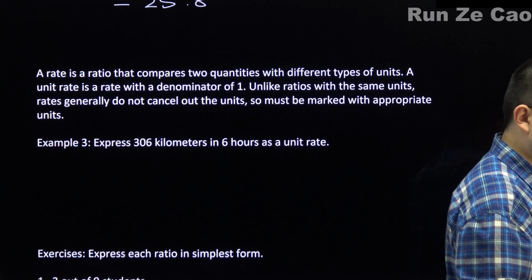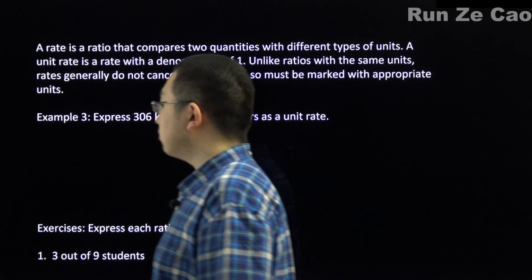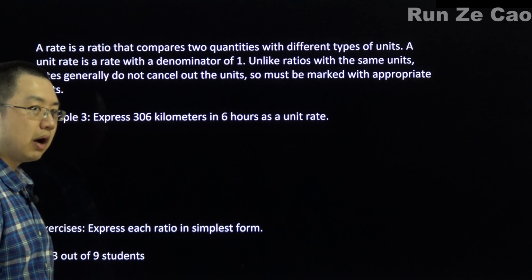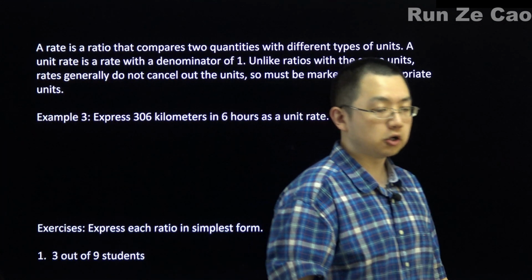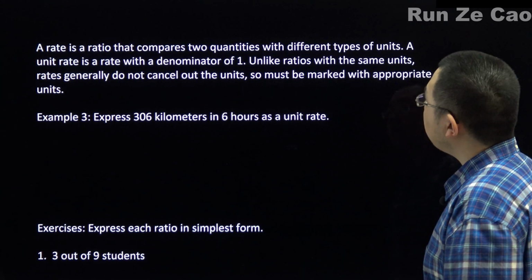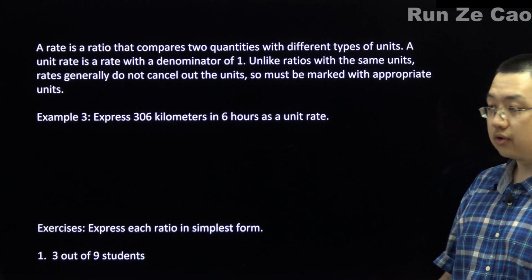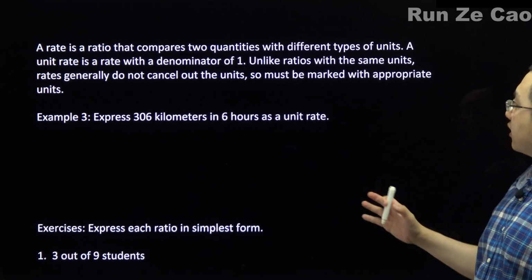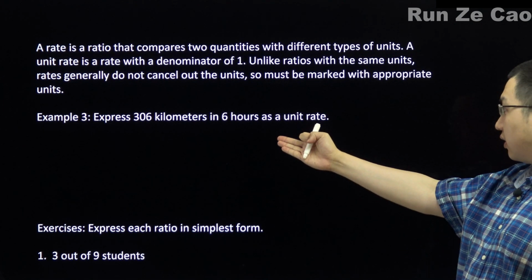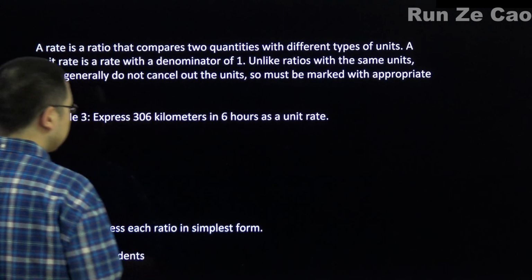Now what happens if we compare quantities with different types of units? Well, we get a rate, such as kilometers per hour. Or if you're pumping a liquid, perhaps liters per second. A unit rate is a rate with a denominator of 1. Because rates generally do not cancel out the units, you must mark it with the appropriate units, such as 306 kilometers in 6 hours.